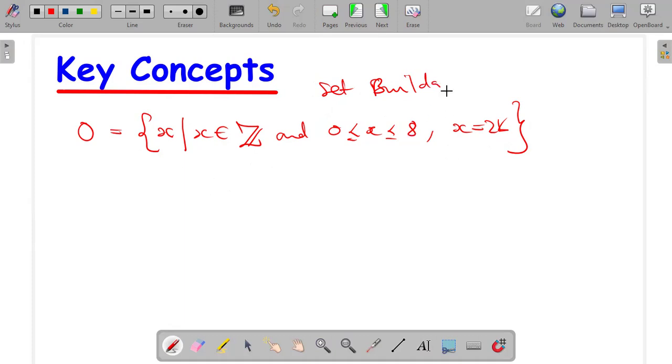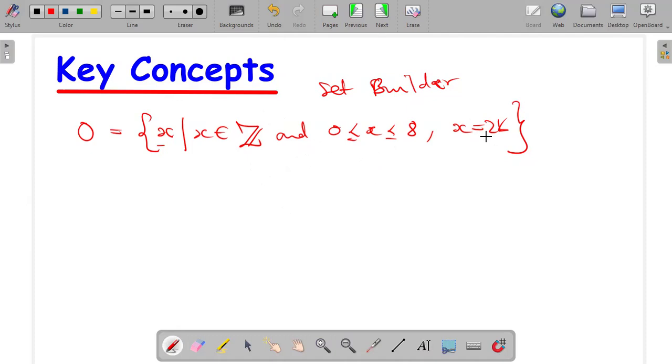When we write a set like this, we use the language where we say the set of x, this line here just means such that, then I say x is a member of, so I'm defining where the set is, it's an integer, and then it's in between 0 and 8, including 0 and 8, because there's less than or equal to here, and then it's given by the formula x is equal to 2k. So this here is what we use in set builder notation.